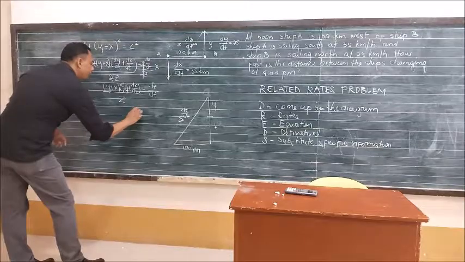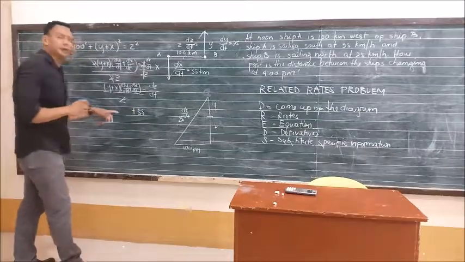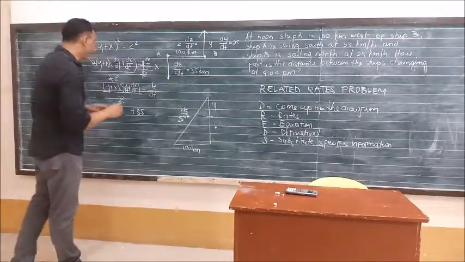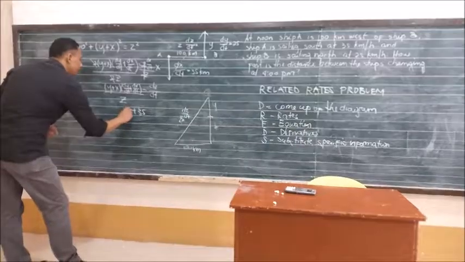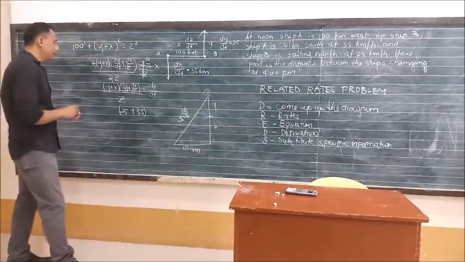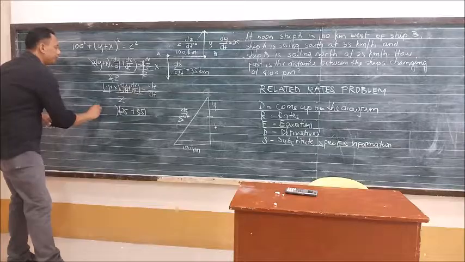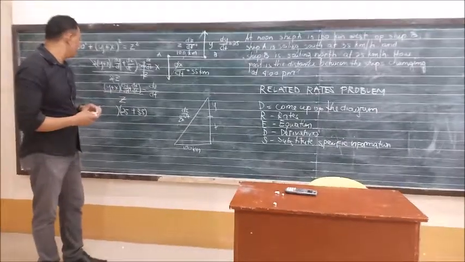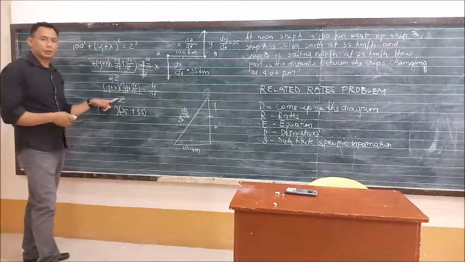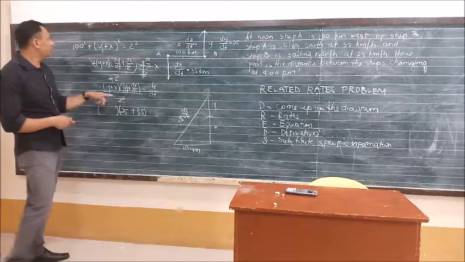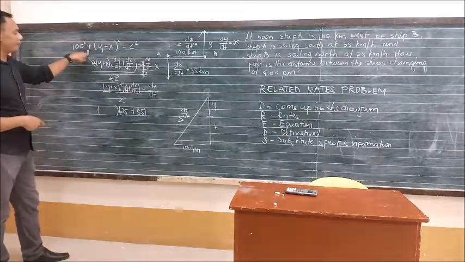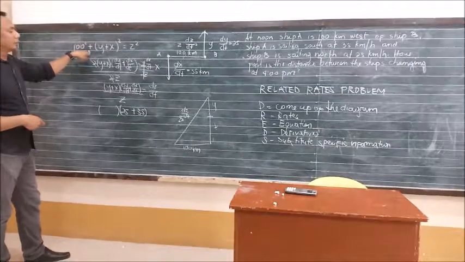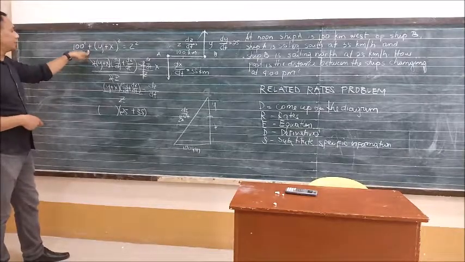That is 35, and the dy/dt is 25, and yet we do not have the y and x values as well as the z value. But since we already have the equation of z, which is the Pythagorean Theorem, we can substitute this one.